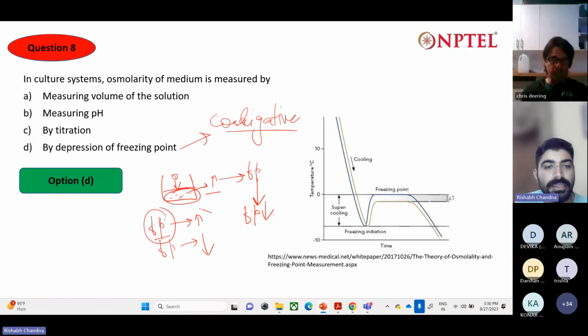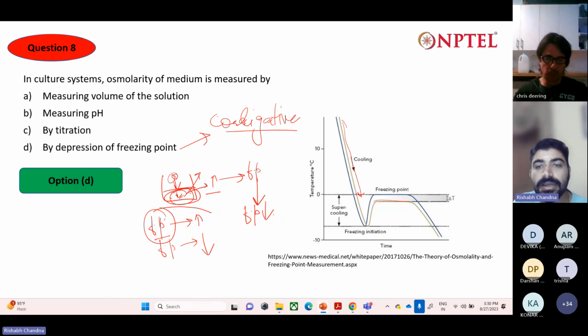So after adding a solute to a solvent, the osmolarity of the solution will increase. By increasing the osmolarity, the freezing point of the solution will decrease. The same thing is being explained in the graph itself. When we cool any solution, suppose this yellow line is the freezing graph of that solution. After some time, the freezing point appears.